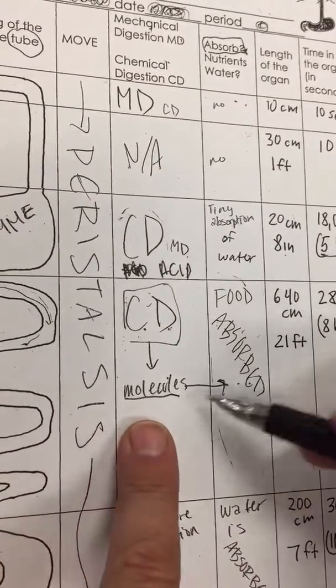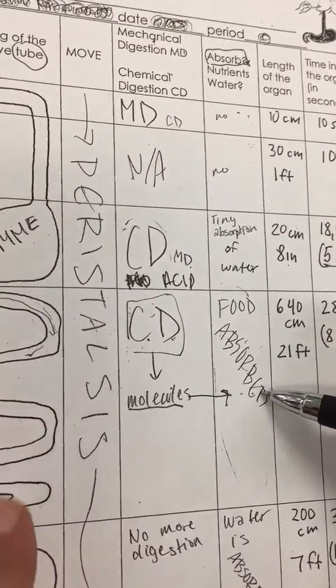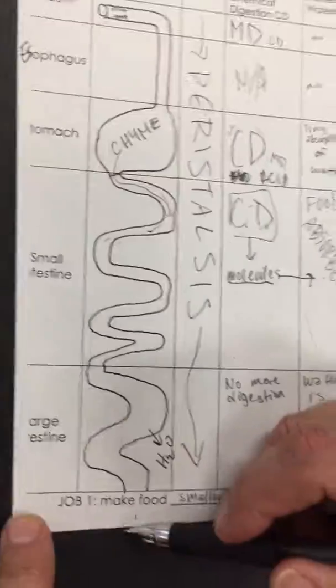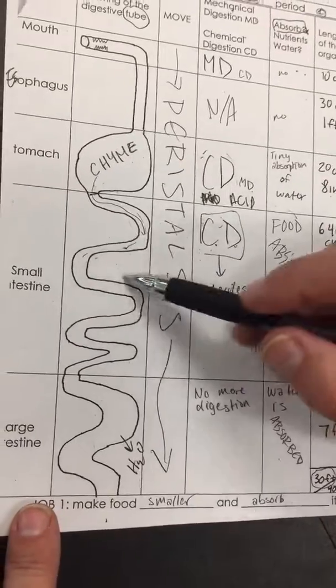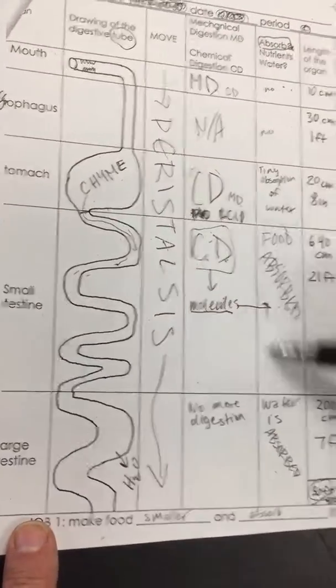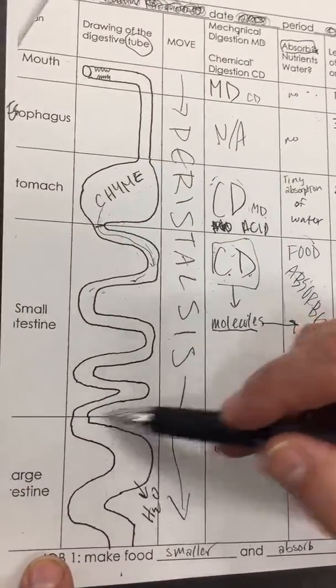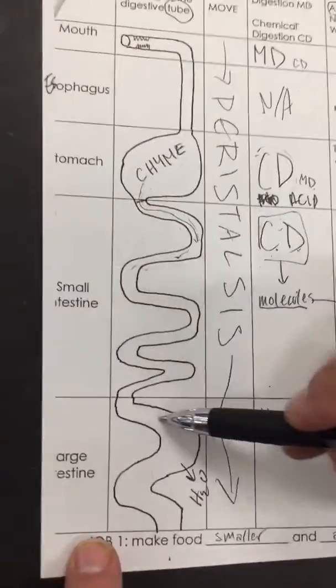And those molecules then are absorbed out of the digestive tube at this point into the blood. That's very important, because if the food just went out the body, it wouldn't really do much for the body. So you have to have it get out of the tube into the body, and that's what happens in the small intestine.